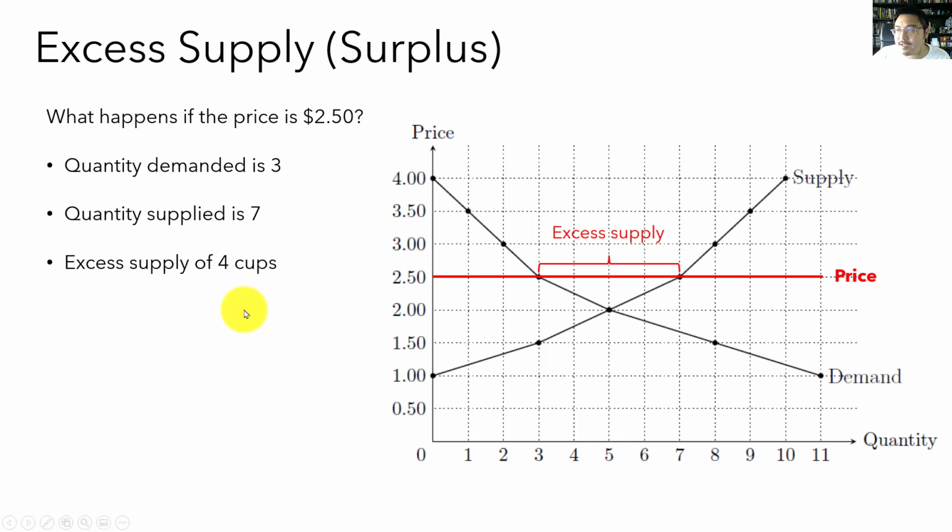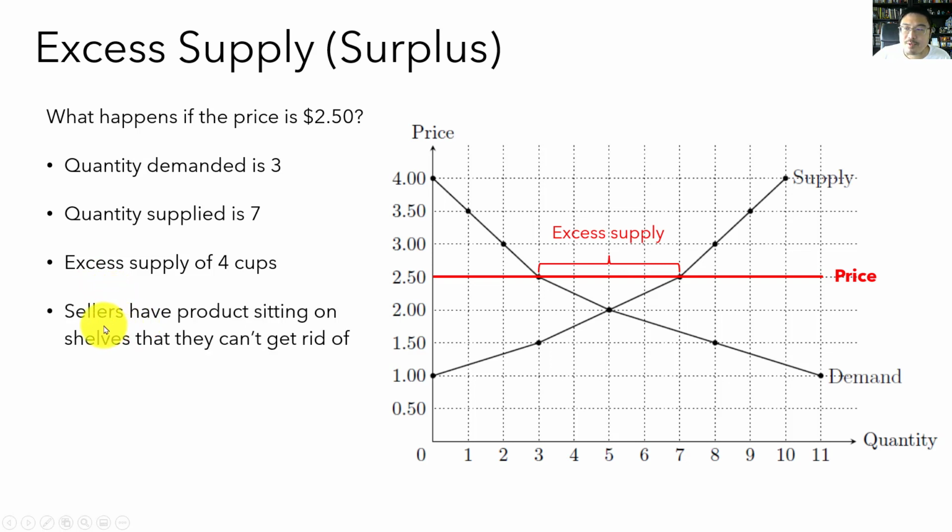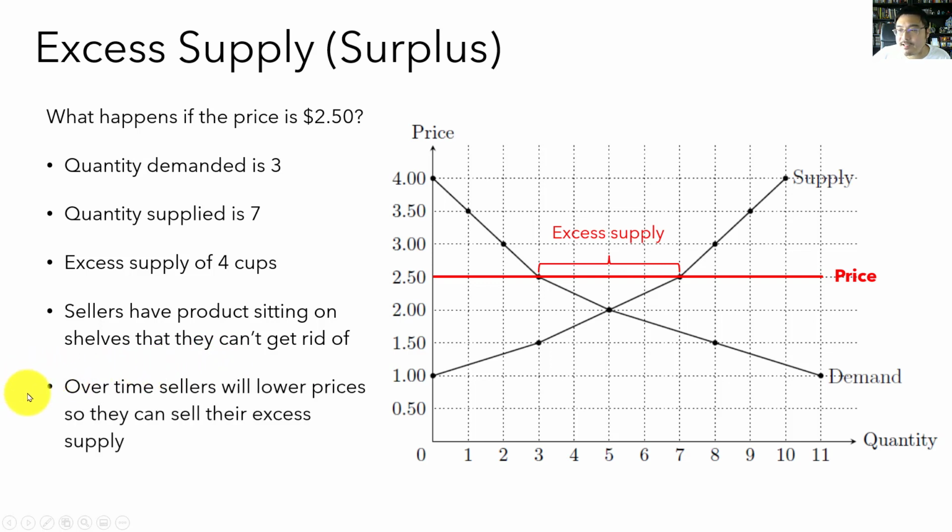Now, what happens to the market when there's an excess supply? What happens is that sellers are going to have product sitting on shelves that they can't get rid of, right? So in the context of coffee, they might have these beans sitting on the shelves that aren't getting used and they're not turning into cups of coffee, right? And what's going to happen is that sellers are going to realize that in order to actually move that product, they're going to have to lower their prices. So what happens when there's excess supply is that sellers are going to lower prices over time so that they can get rid of the excess supply, right? And so prices are going to go down over time when you have excess supply.